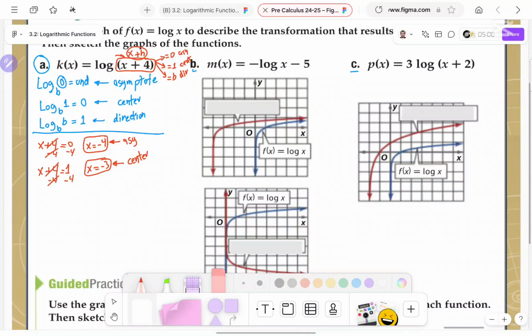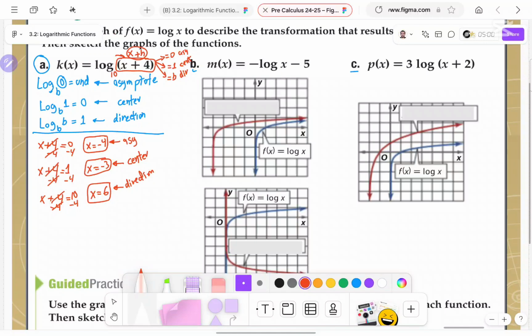The last one is x plus 4 equal to the base, b. What's the base here in the function? I don't have a base, so when the base is not given, it is always equal to 10, because of the common logarithm. So x plus 4 equals b, so let me change b and write 10. Solve this, minus 4, so we cancel these. So x equals 10 minus 4, which is 6. So this one is the direction of the graph.